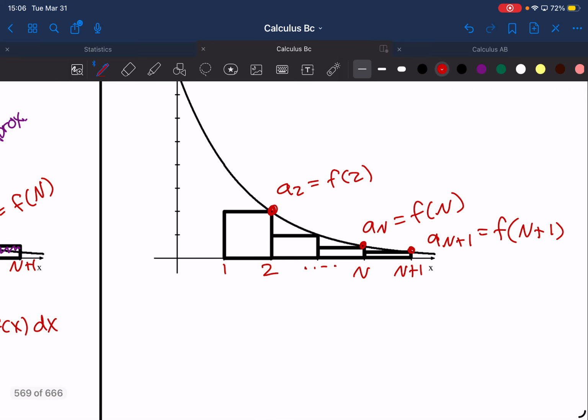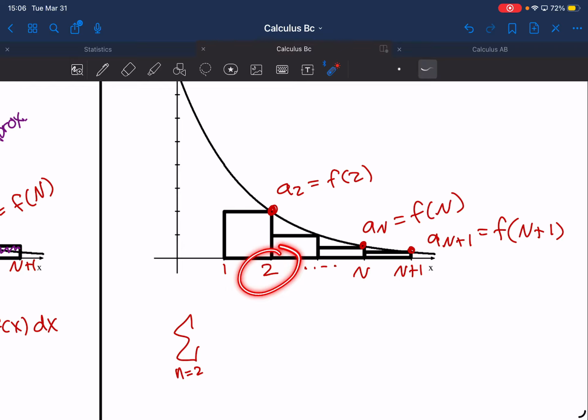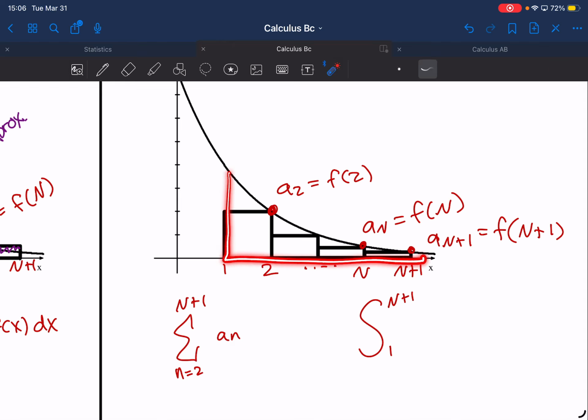Which means I do the same thing. I'm going to do the summation, which is adding all the areas of the rectangles together. So I have from n equals 2. Again, we are starting at n equals 2 because that is the first part of the first rectangle of the corner that touches the curve, all the way to n plus 1 of a_n. And then we do the integral, the area under the curve, which is going to be from 1 to n plus 1. Because remember, when we're talking about area under the curve, we're talking about this entire space here, which starts at 1. And then f of x dx.